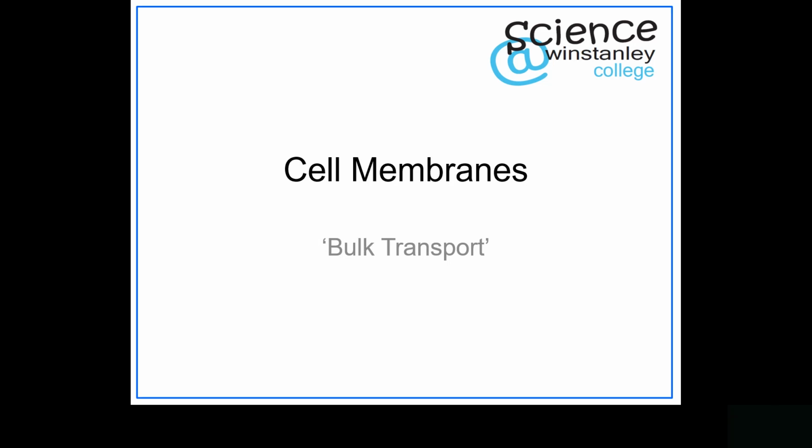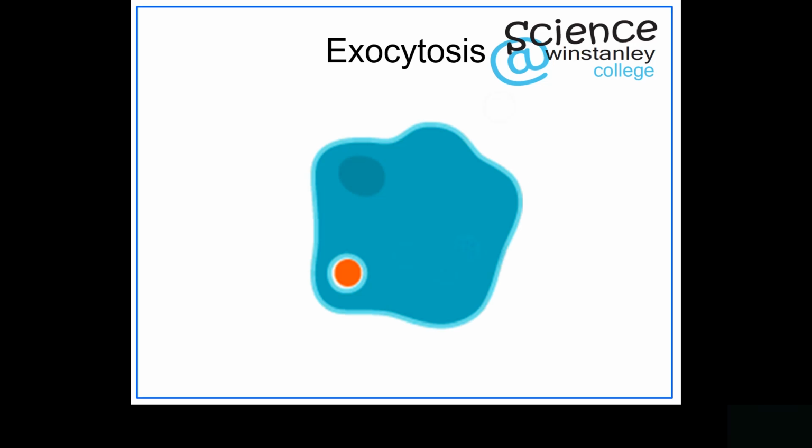Okay, so this next video is all about bulk transport. Bulk transport covers two key types of transport that you may have heard of from high school. One of them is exocytosis and one of them is endocytosis. So first off, we're just going to have a quick look at exocytosis.